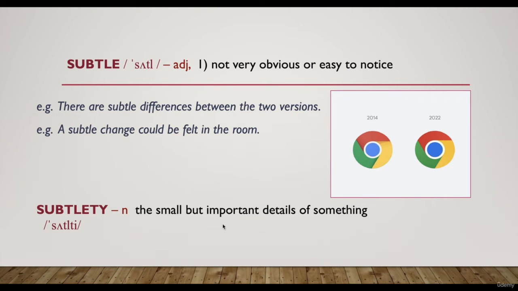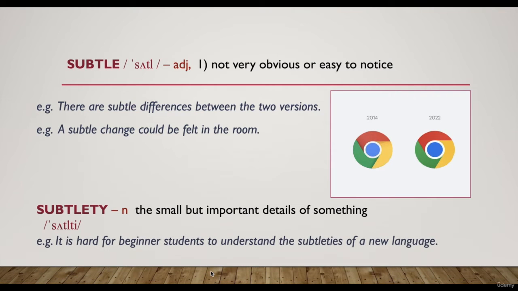Subtlety is the noun form. And because subtle means something not very obvious or not easy to notice, subtlety means the small but important details of something. So those details are small, but they're important. For example, it is hard for beginner students to understand the subtleties of a new language. So when you're learning a new language, there are a lot of small details. They're not easy to see, not easy to notice, but they're really important. And for a beginner student, it's hard to understand them.